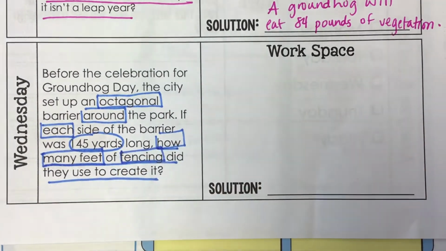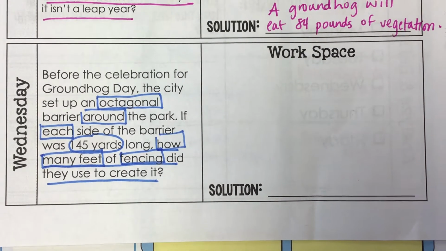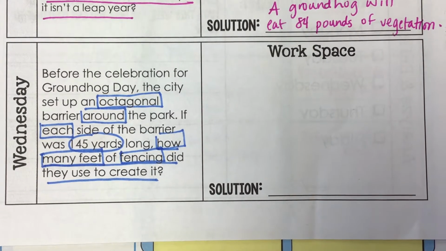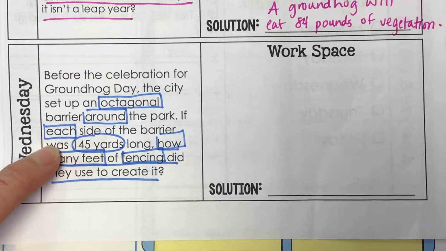Okay, so there are a lot of clues here. First of all, what does octagonal mean? What is an octagon? A shape with how many sides, Allie? 8. So our barrier has 8 sides, and then this word each tells us to do what?